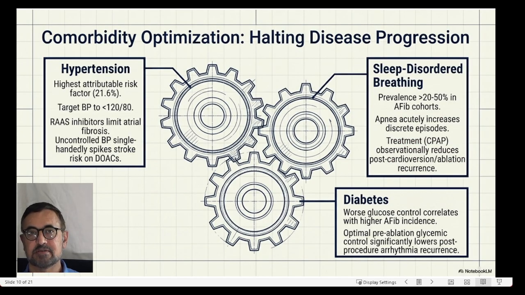This emphasizes treating underlying conditions. Hypertension is the most significant contributor, and should be aggressively controlled. Sleep apnea is highly prevalent and treatment reduces AFib recurrence. Diabetes management improves outcomes, especially pre-ablation. Message is simple: AFib management is systemic, not just electrophysiologic.